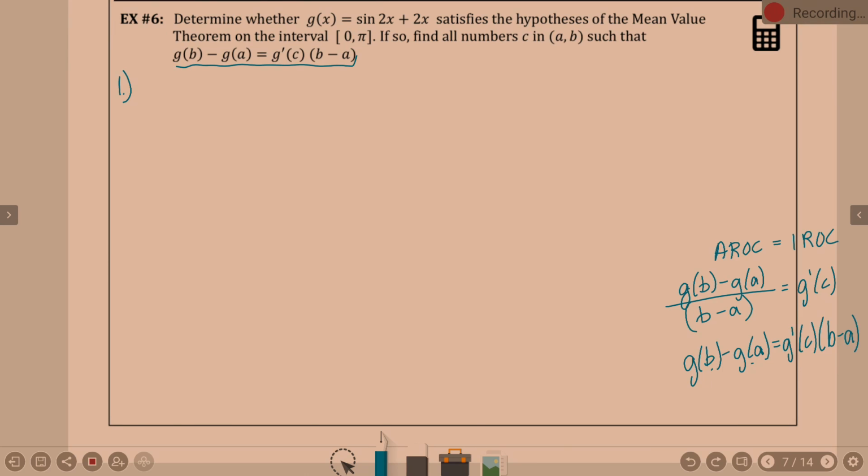Okay. So, I'm going to say g of x is continuous and differentiable since sine x and polynomials are continuous and differentiable.